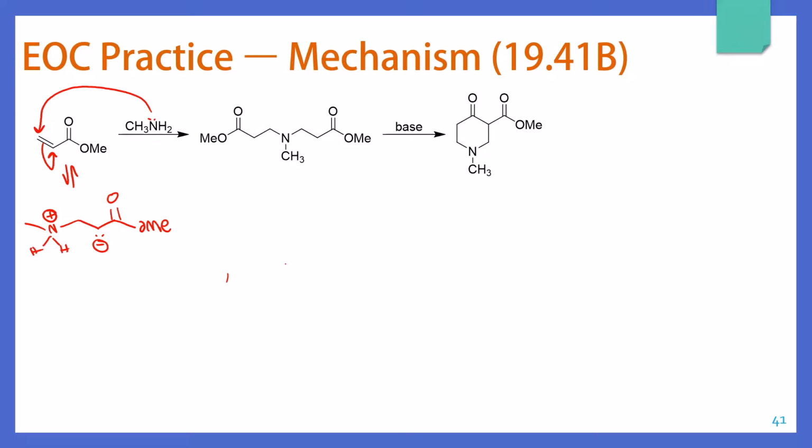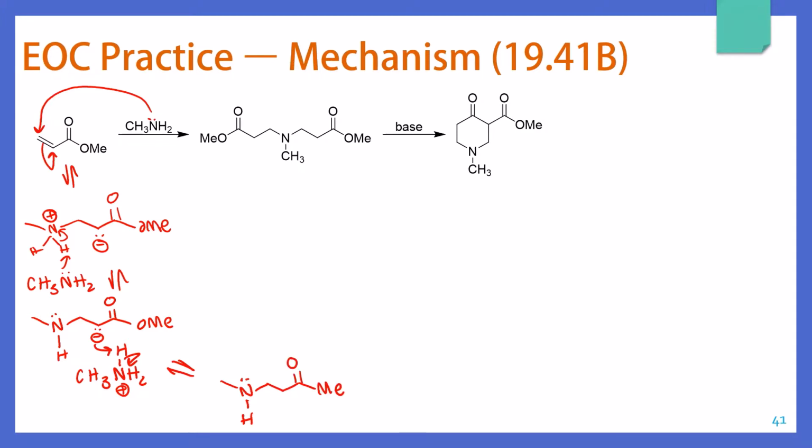Now we have to do a little bit of proton shuttling. So I think the best option here would be to take another equivalent of the amine and use it to deprotonate the ammonium, and then use the ammonium that you just made to protonate the enolate that was formed.